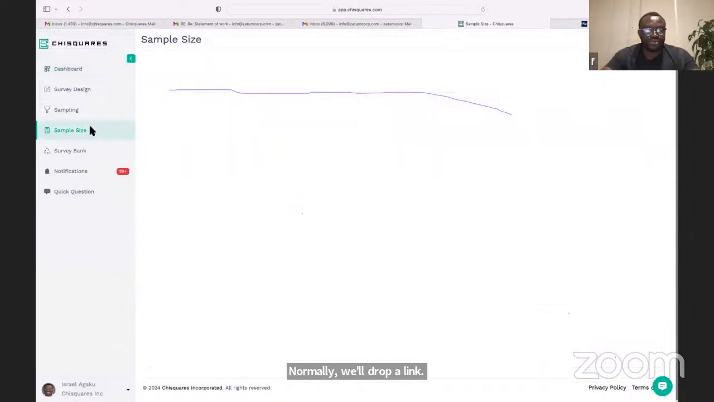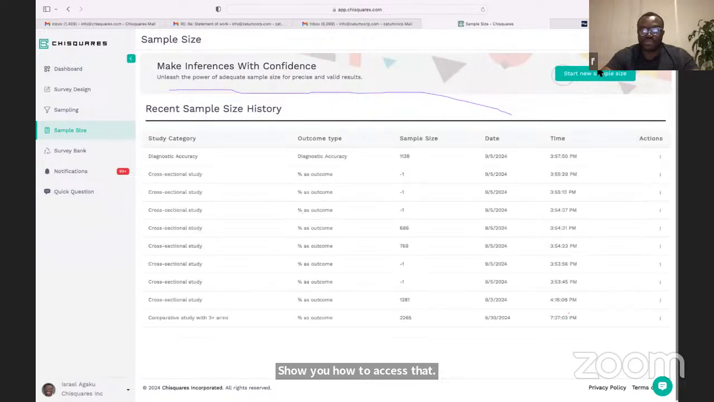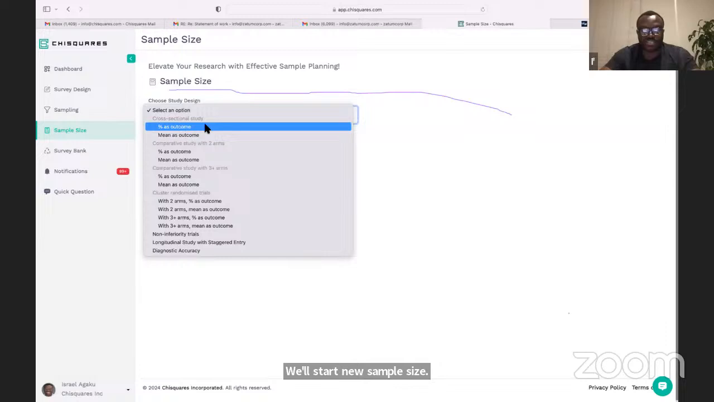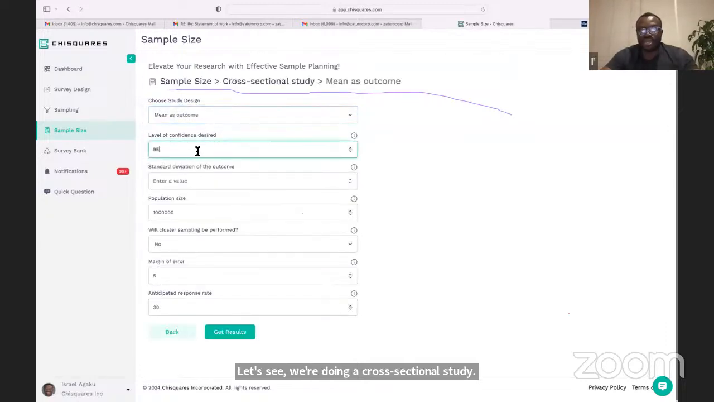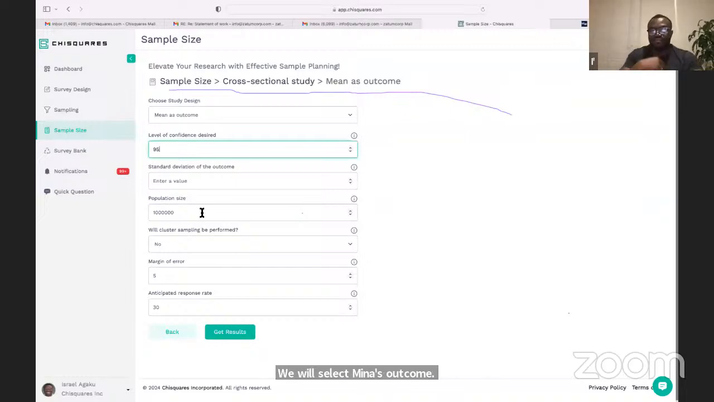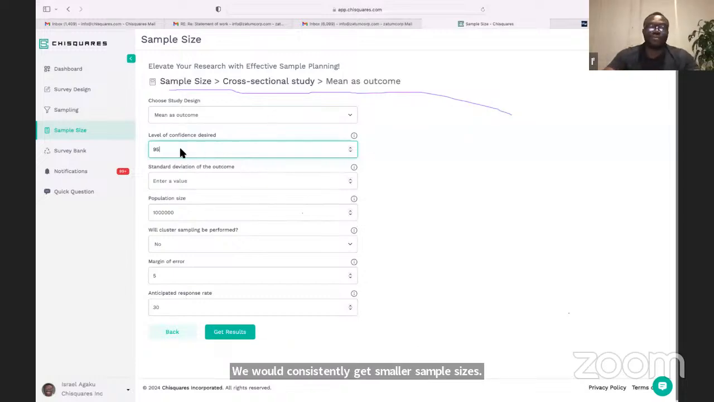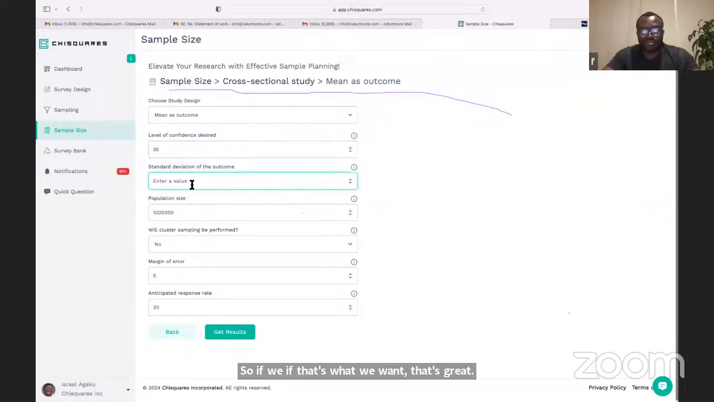So as usual, we'll go to sample size. We'll start new sample size. Let's say we're doing a cross-sectional study. We will select mean as the outcome, right? But remember that when we calculate sample size for the mean, we will consistently get smaller sample sizes, right? So if that's what we want, that's great. In which case, we'll provide the standard deviation of the mean, whatever that standard deviation is. I don't know what it is. It depends on the outcome.